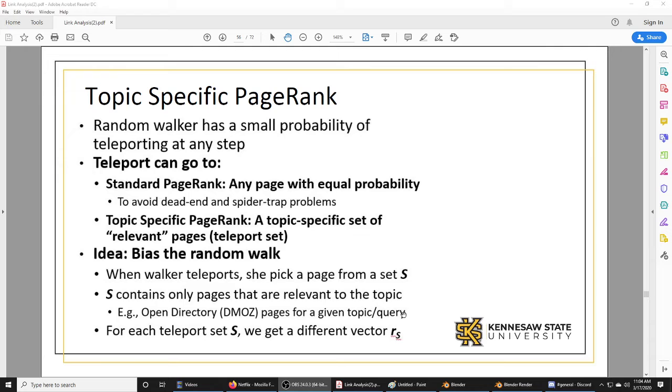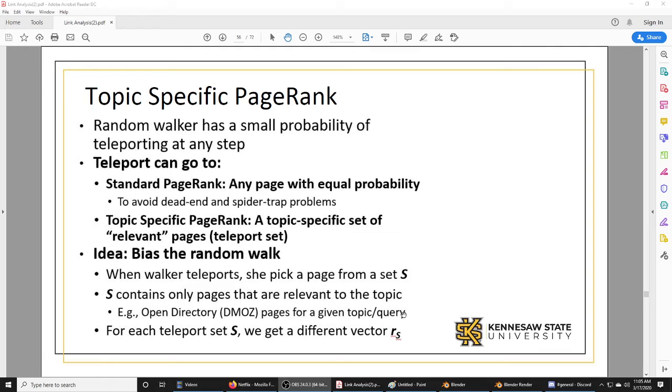So topic-specific PageRank is a random walker that has a small probability of teleporting at any step. Just like before, we had a probability of teleporting at any step. However, this one's a little bit different. In standard PageRank, teleport can go to any page with equal probability. So before, we could just go to any page in our set, and our set included all of the internet. But topic-specific PageRank has a topic-specific set of relevant pages.